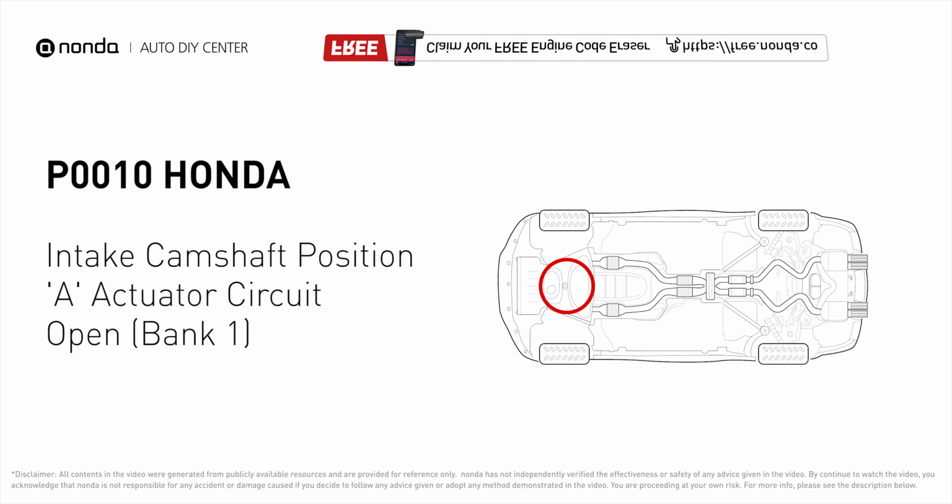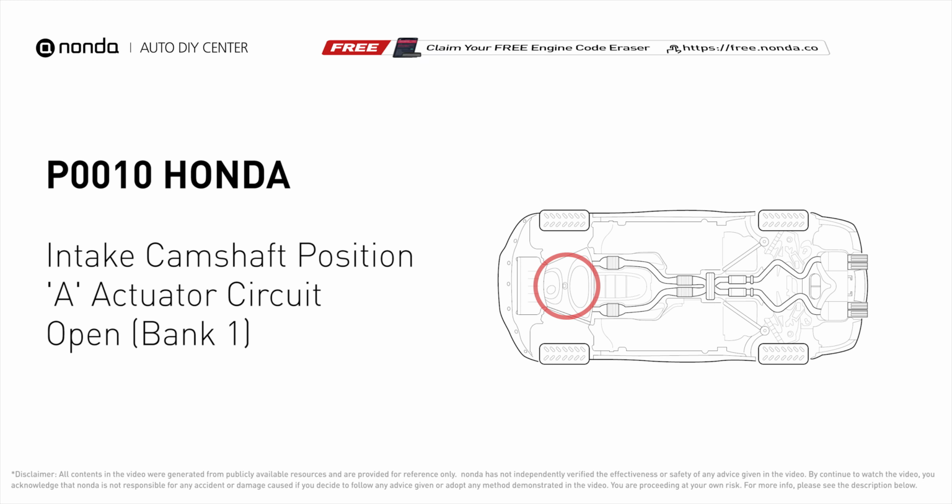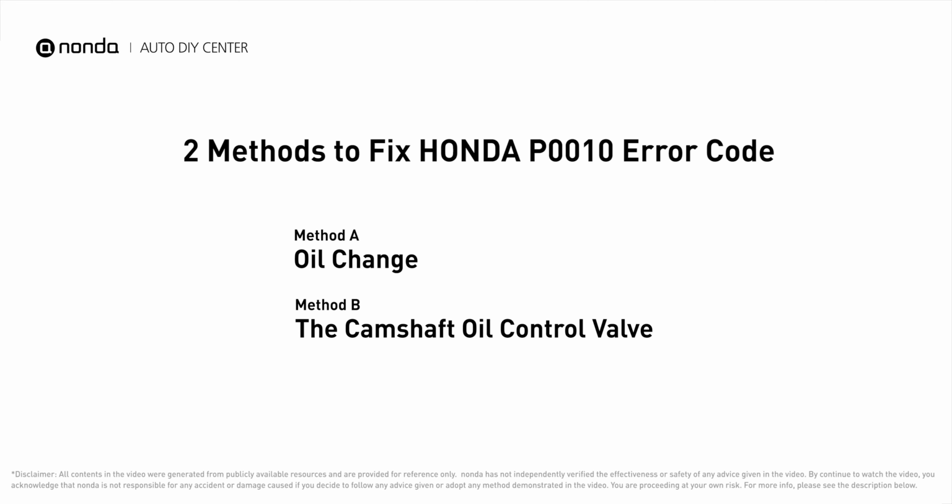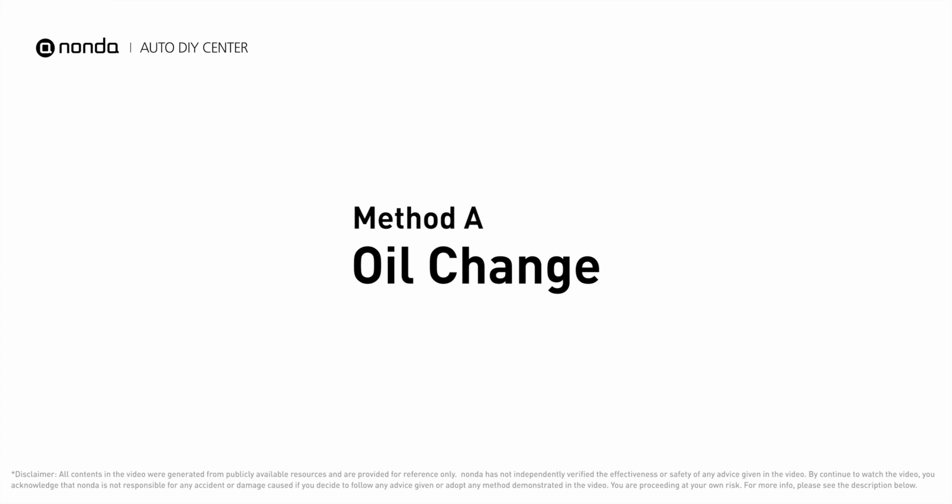It indicates an issue with the ECM detecting a variation in the mechanical timing between the crankshaft and bank 1 camshaft. Here are 2 of the most practical solutions to fix Honda's P0010 error code. Method A. Oil change.